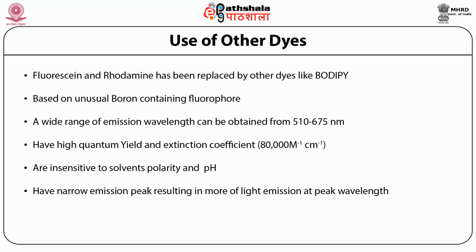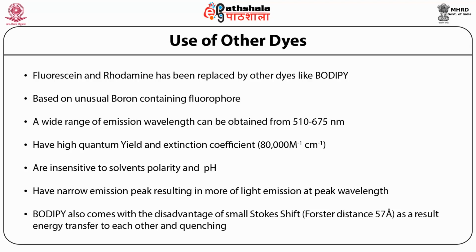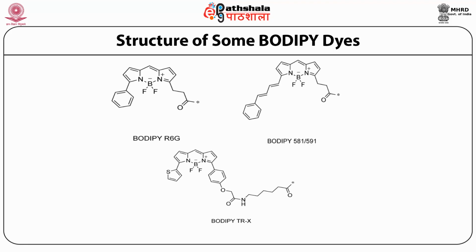But as others have some disadvantage, BODIPY also has the disadvantage of a small Stokes shift. It has a Förster distance of 57 angstroms, and as a result, energy transfer to each other and quenching happens at high concentration. This slide shows you the structure of some of the BODIPY dyes: BODIPY FL, BODIPY 581/591, BODIPY TRX.